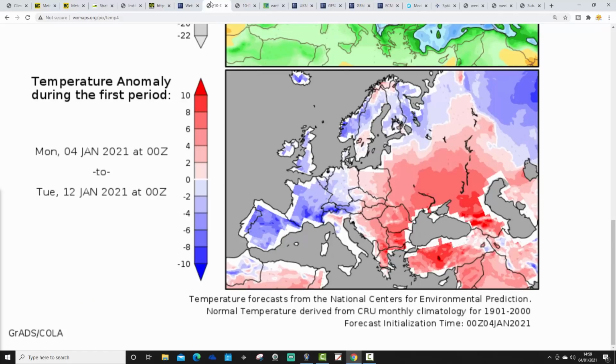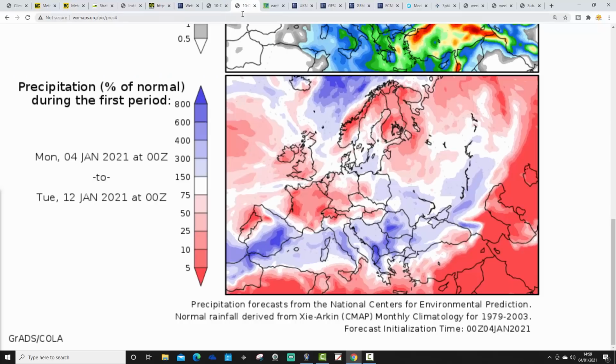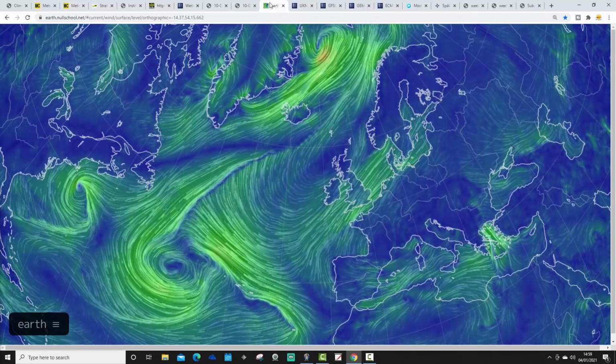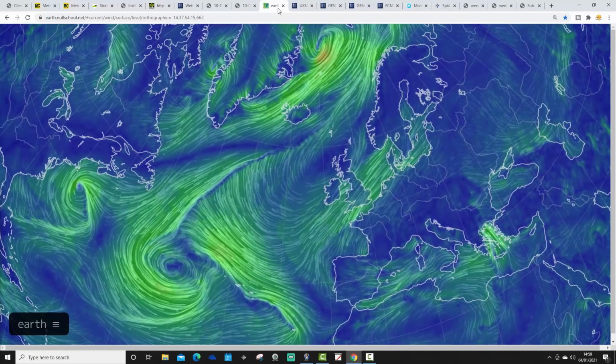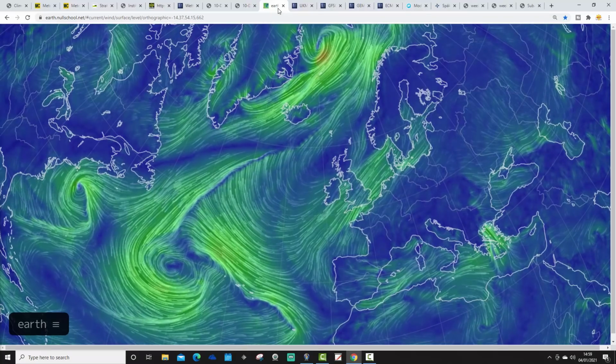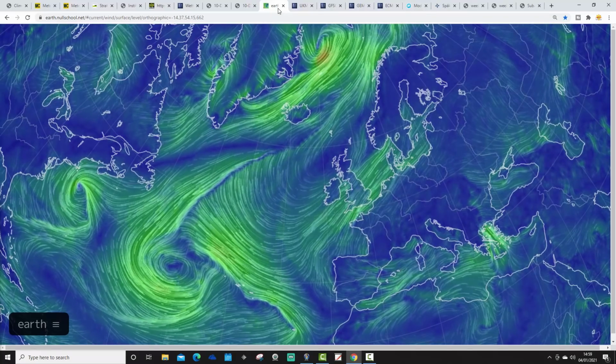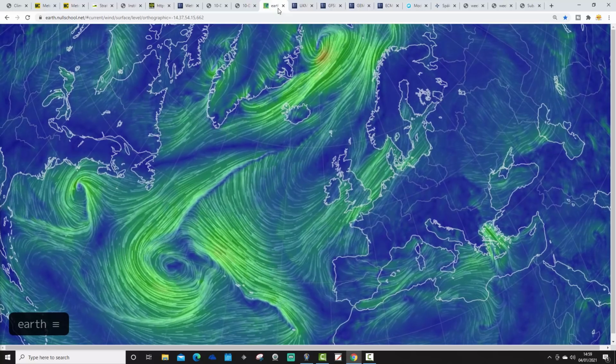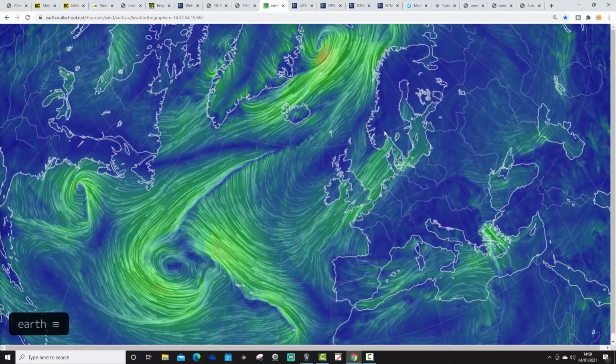Temperature anomalies on the 4th to 12th January are going to be colder than average through most of northern and western Europe. Precipitation anomalies from the 4th to 12th of January are going to be dry, and average cold and dry sums it up, although there will be some precipitation around, and some of that precipitation could be wintry. Latest wind from earth.nullschool.net shows winds are going to be coming from an easterly direction, particularly across England and Wales, so looking cold with easterly winds at the moment.